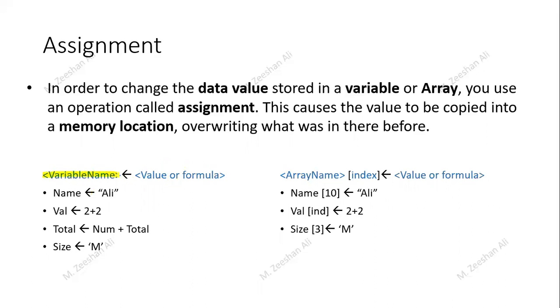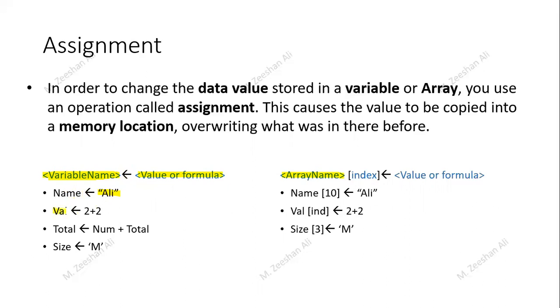Firstly, we write the name of that variable or that array in which the value is going to be changed. Okay. And then we make an arrow and then the value. The value can be given directly. It can be a literal value, as you can see here, name, and in inverted commas I have written Ali. Maybe during the execution of the program, it will be changed at some point.